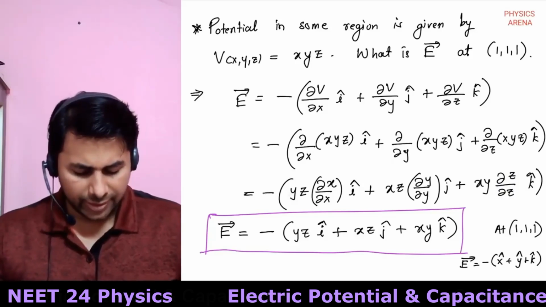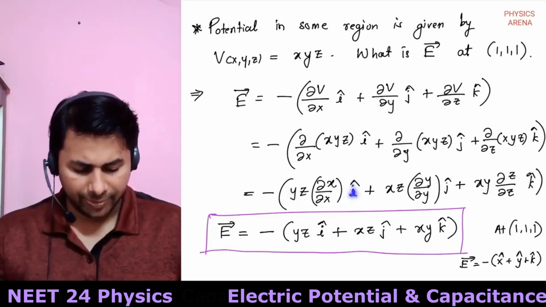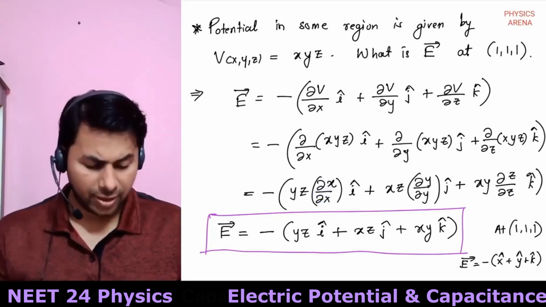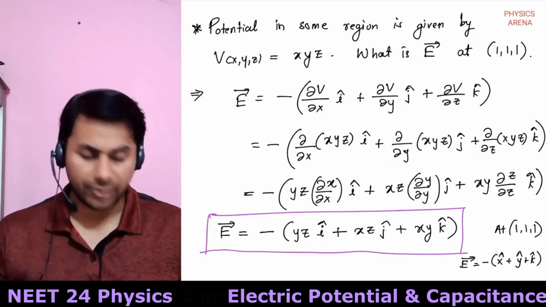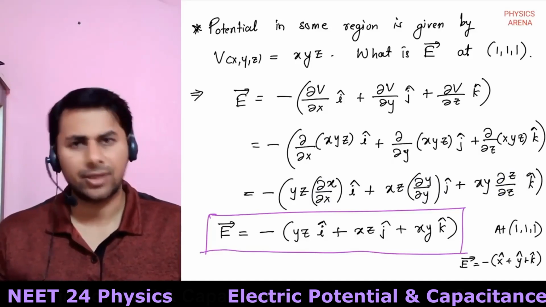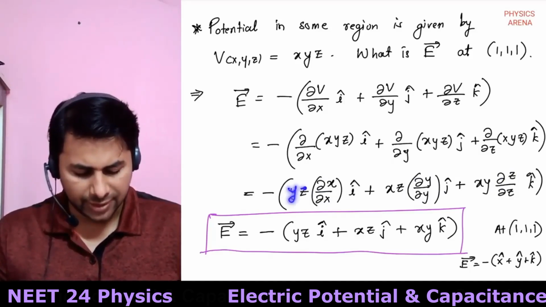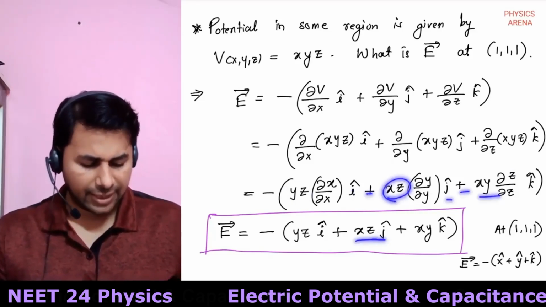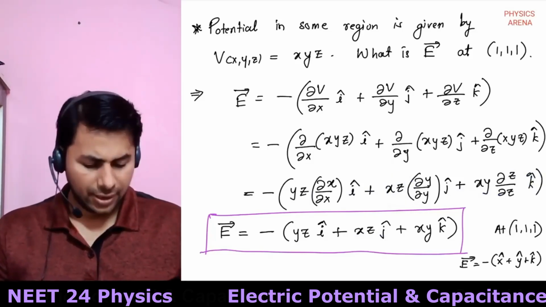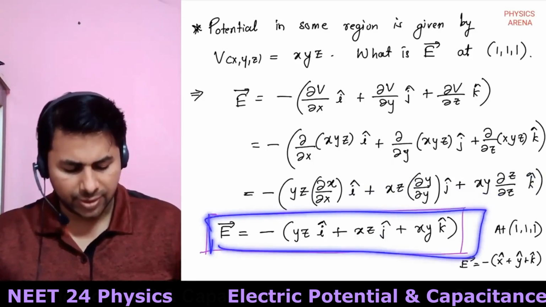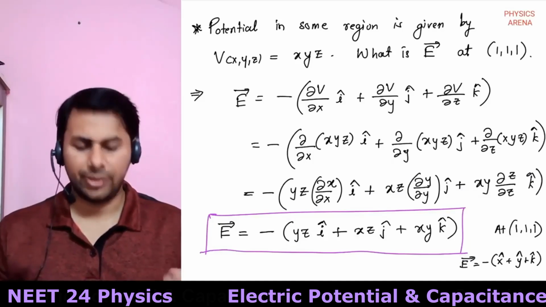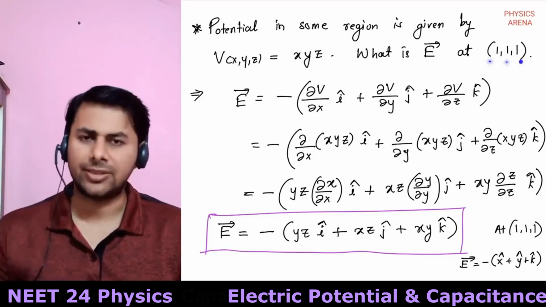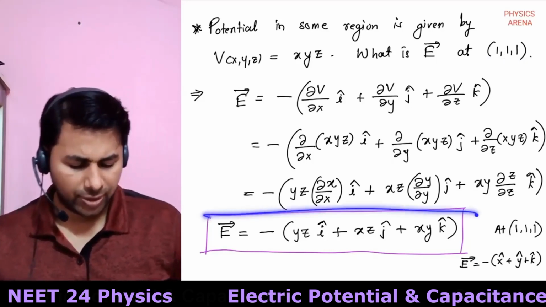So then what remains? Minus of yz into i cap, because this thing is 1. Partial derivative of x with respect to x is 1, partial derivative of y with respect to y is 1, partial derivative of z with respect to z is also 1. We have minus yz times i cap plus xz times j cap plus xy times k cap, right? So this is your electric field. This is the formula. Now you can put any point. So this is point 1, 1, 1, meaning x is 1, y is 1, z is 1. So now you got the formula for electric field.